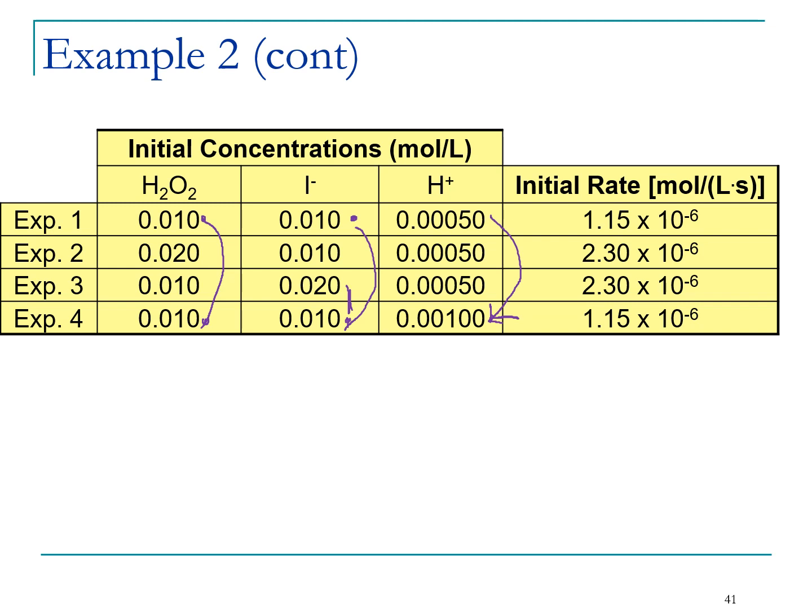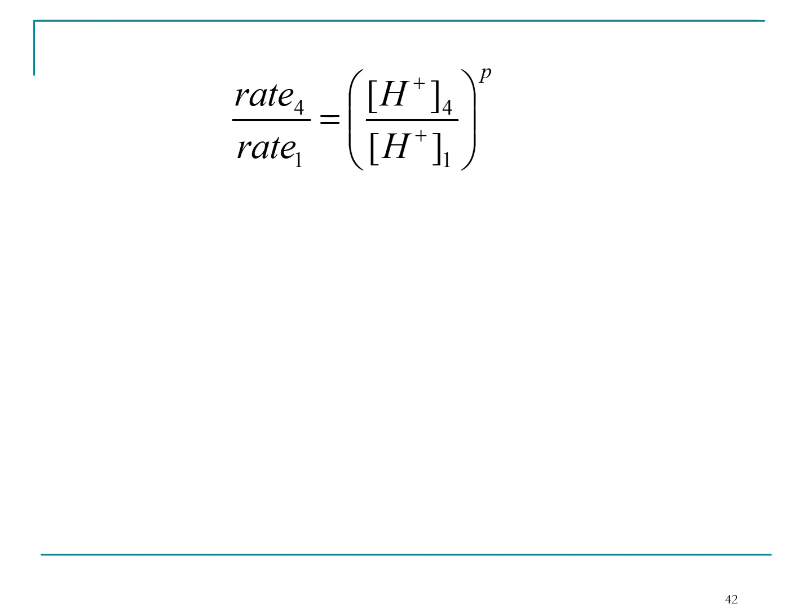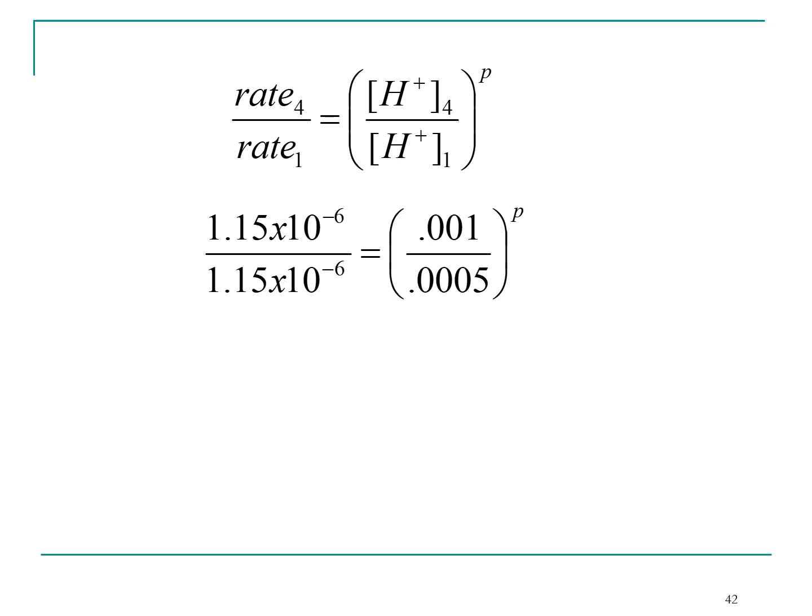And just by inspection between 1 and 4, the rate doesn't change. So the concentration doubles, but the rate doesn't change. If you remember, that's 0 order, but let's work through it. So the rate 4 over rate 1 equals concentration of 4 over concentration of 1 to the p power. Again, I'm always picking the larger one over the smaller one to make my whole numbers. They're the same, so that's 1. This is double, so that's 2 to the p. P has to be equal to 0 to make this equation true. So it's 0 order with respect to H plus.